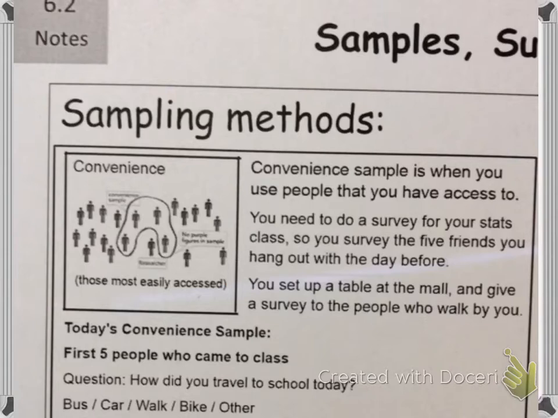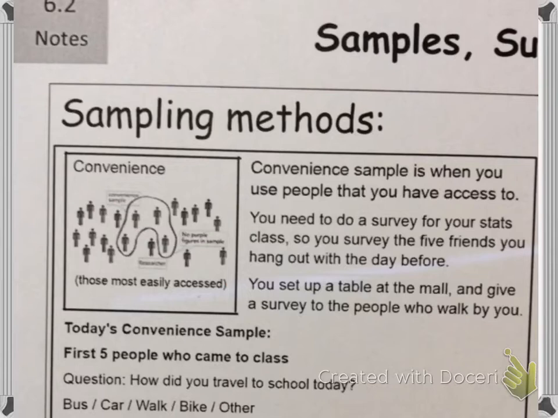The first sampling method is called convenience. A convenient sample is when you use people that you have access to. So you need to do a survey for your stats class, and you survey the 5 friends that you hang out with the day before. Or you set up a table at a mall and give a survey to the people who walk by you. Convenience is exactly what it sounds like. You look for those people that are convenient around you and ask them the questions. That's called a convenient sample.